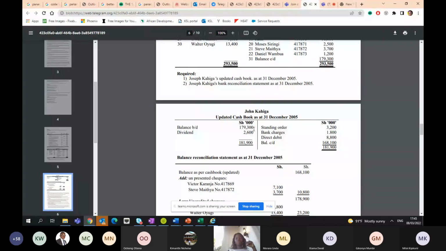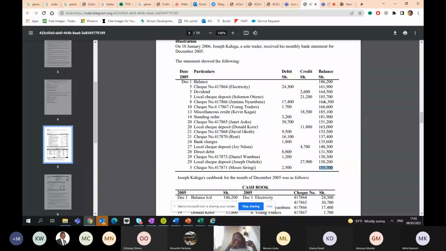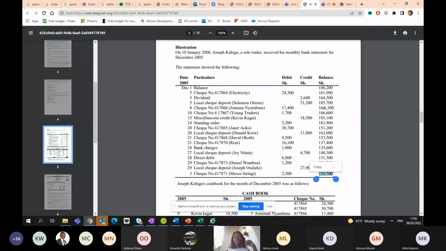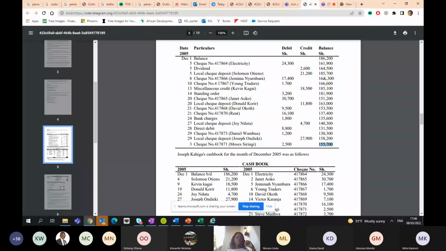Just feel free to stop me. So we then need to go into all these and figure out what's not there. One way of doing this, the questions are in different formats, but basically what you'll be doing is looking at these as you check. For instance, do we have this check for 17,864, which is electricity? We can see that it is here. Apart from checking that it's there, the other thing we'd want to check is whether the amount is the same, 24,300, 24,300.